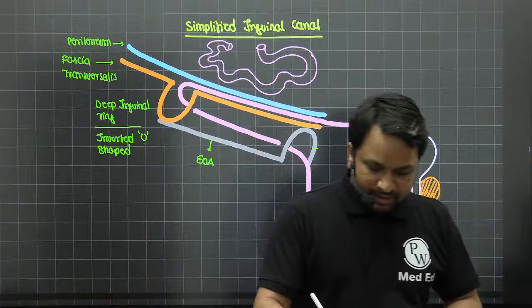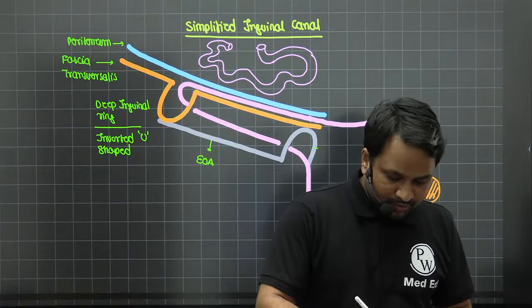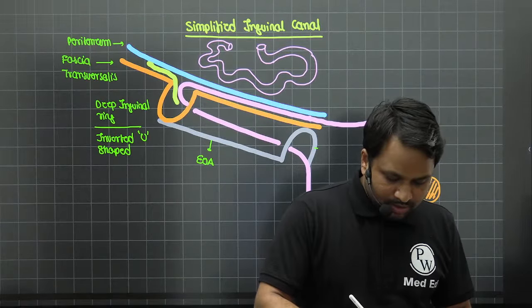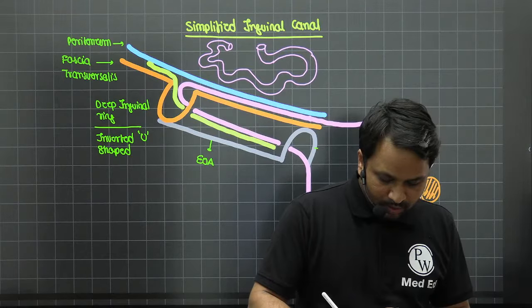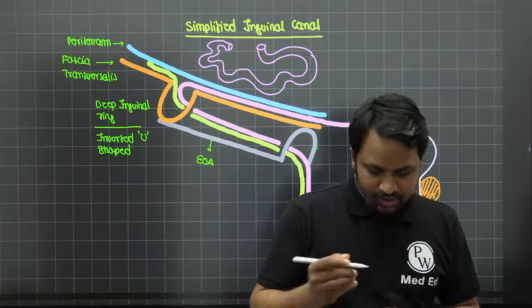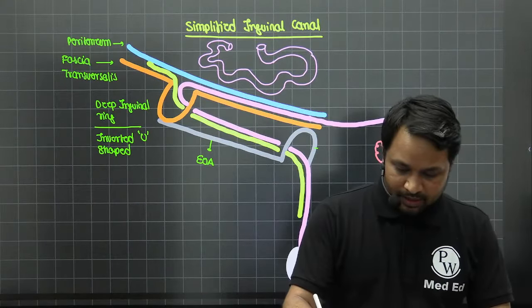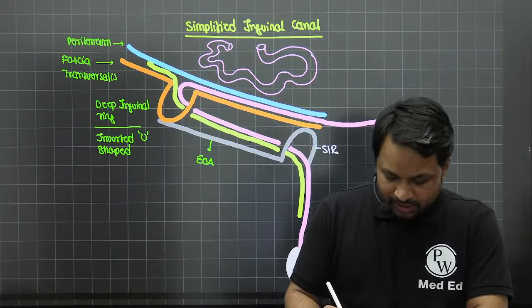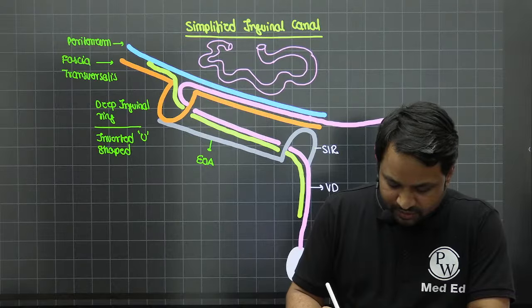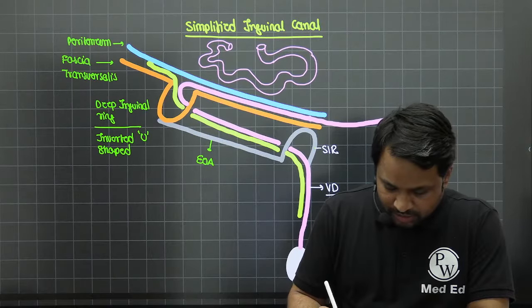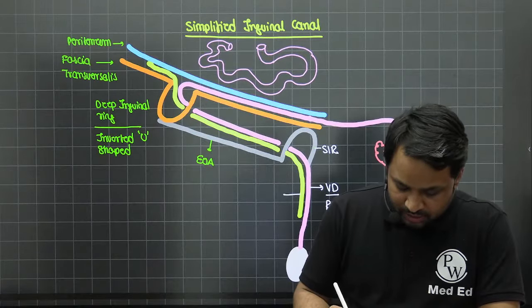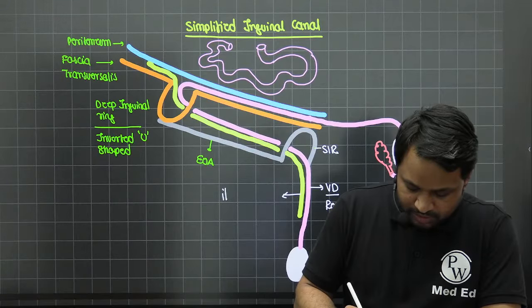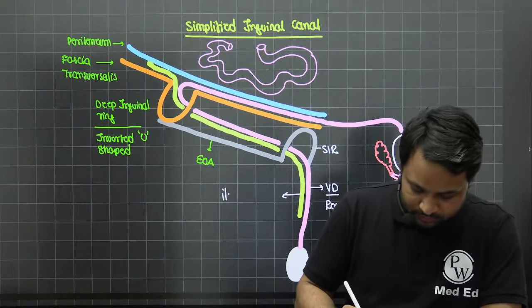Along with that, there is a nerve that is going to travel. The nerve that is going to travel along with this is going to be the ilioinguinal nerve. So when you say what is the content, right? This is your superficial inguinal ring. The content of the inguinal canal is going to be vas deferens in males and round ligament in females. And the nerve that is going to be present here is going to be the ilioinguinal nerve.